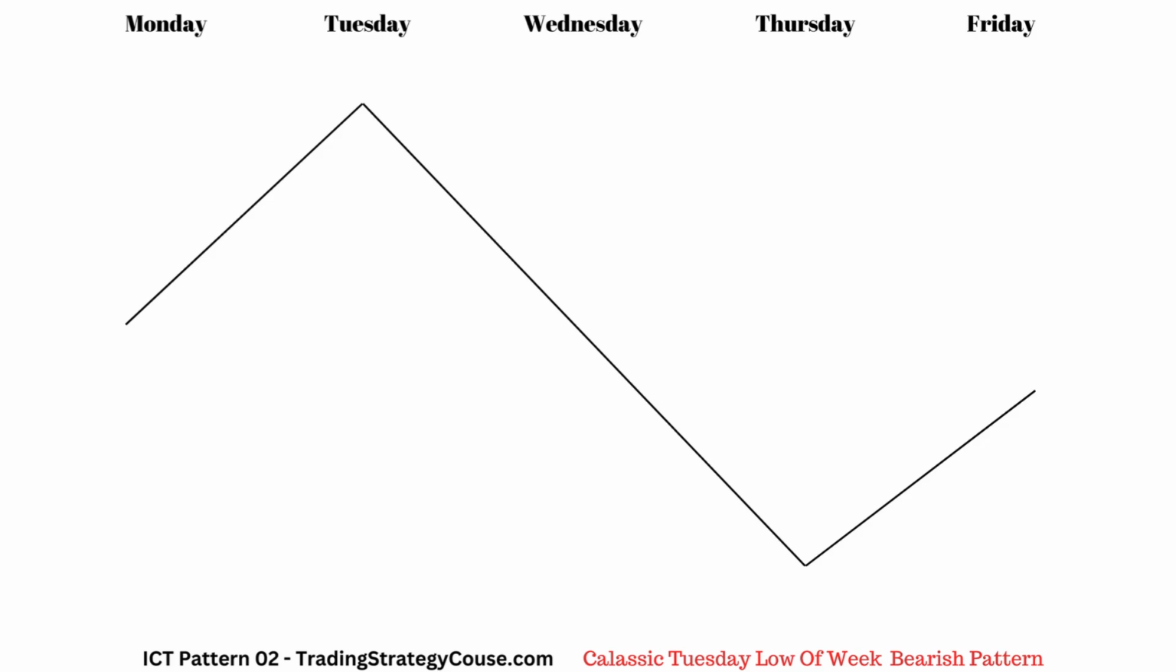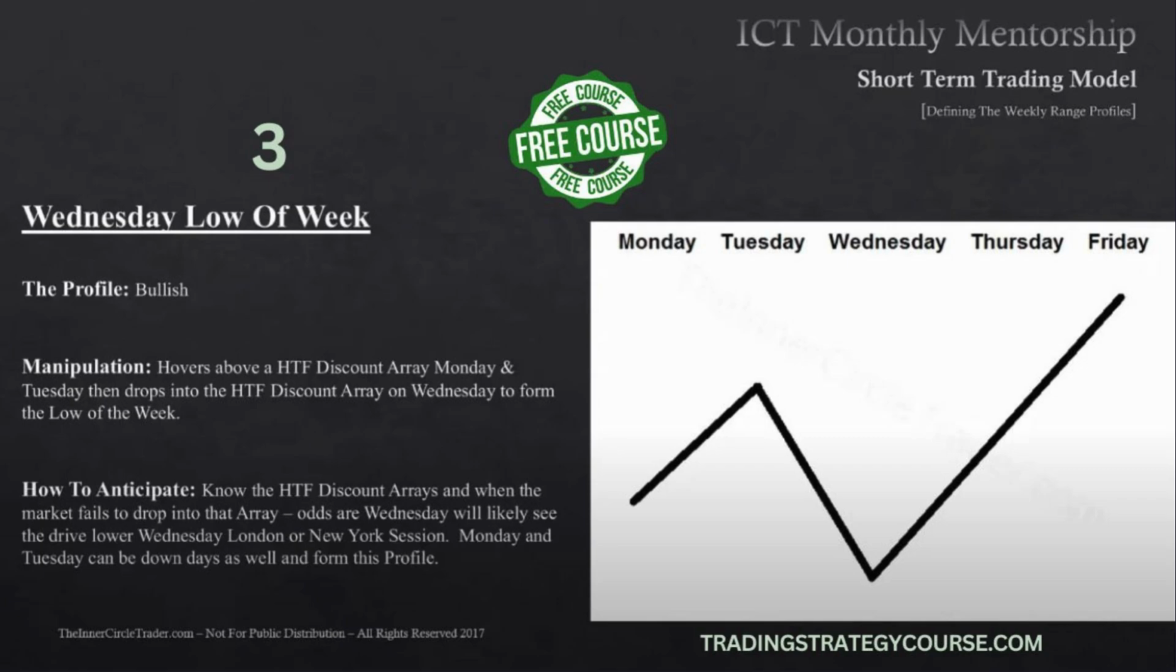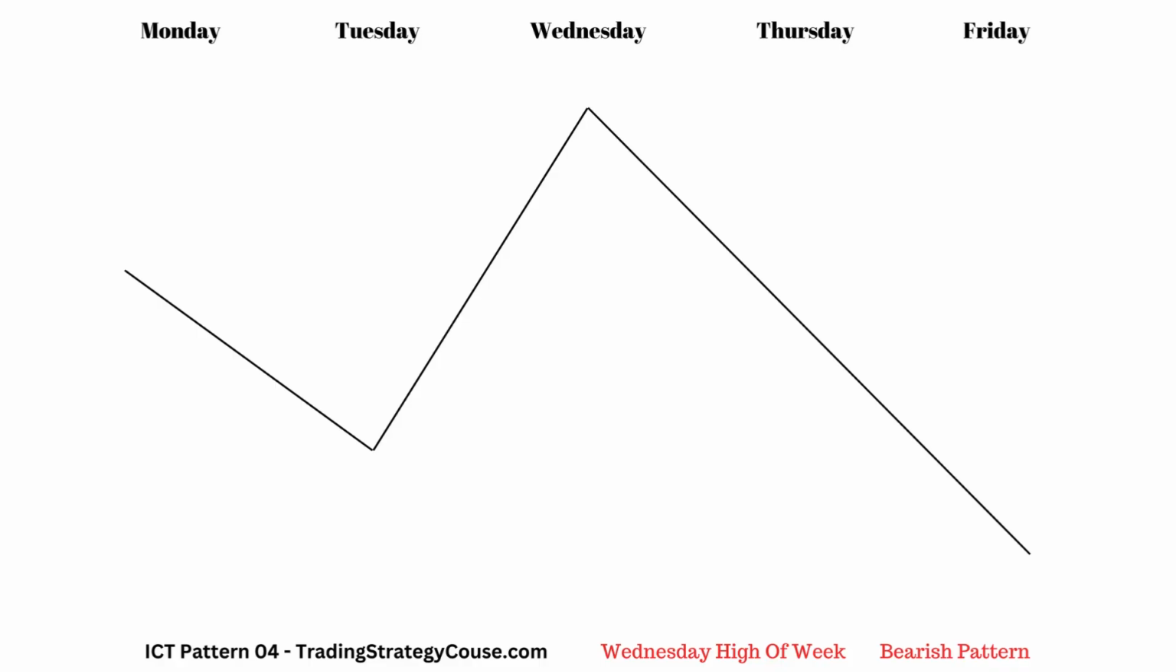The bearish turn of Tuesday's highs and lows. Conversely, a bearish trend is typically anticipated when prices, initially below a higher time frame premium array on Monday, climb into this array on Tuesday, indicating the week's peak. This pattern can be forecasted by understanding the higher time frame premium arrays. Should the market not ascend into these arrays, traders might expect an upward drive, especially during Tuesday's key trading hours. Additionally, it's crucial to note that the highest point reached during the London session might be surpassed later in the week, contributing to this bearish trend.